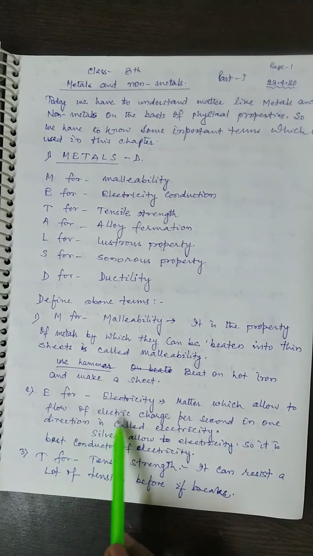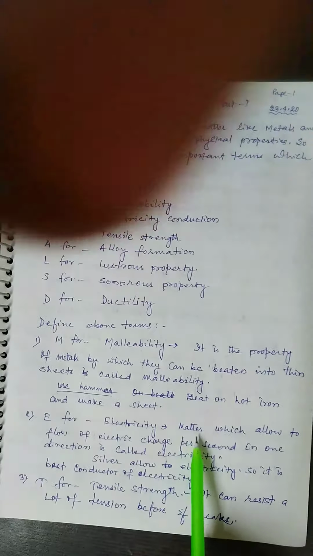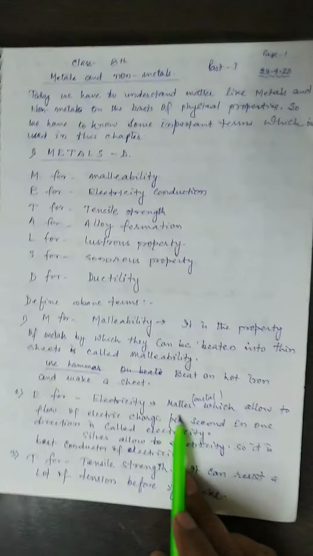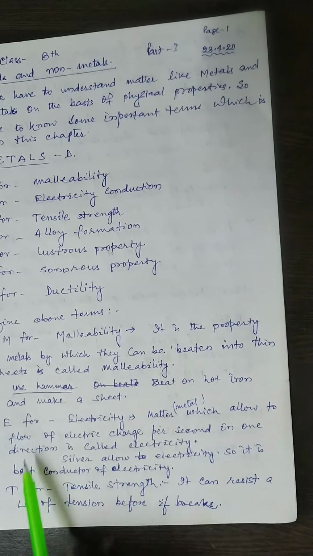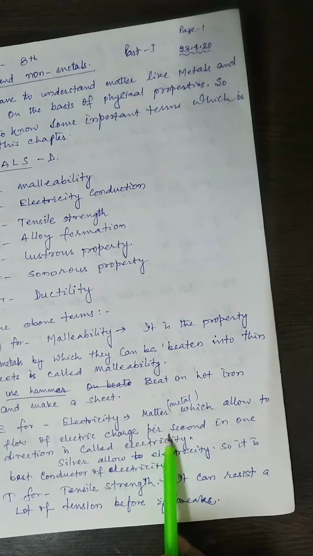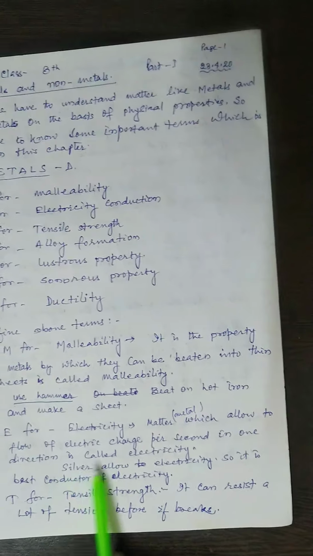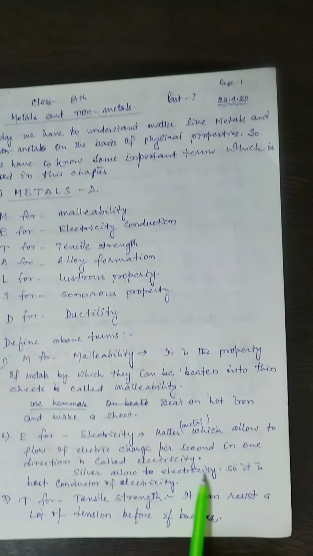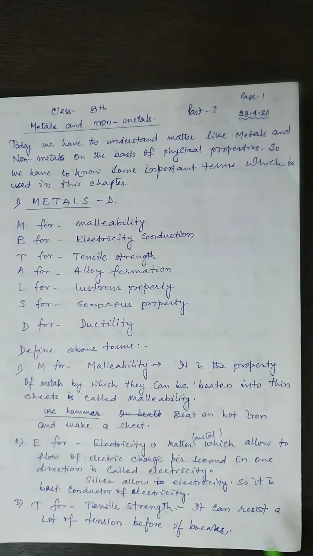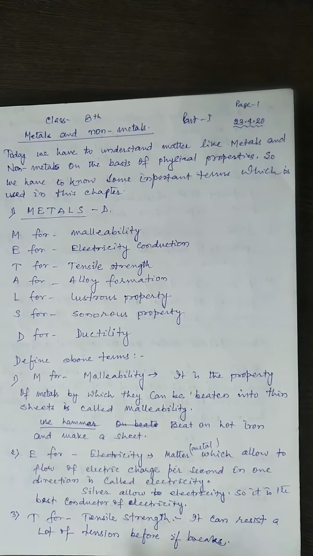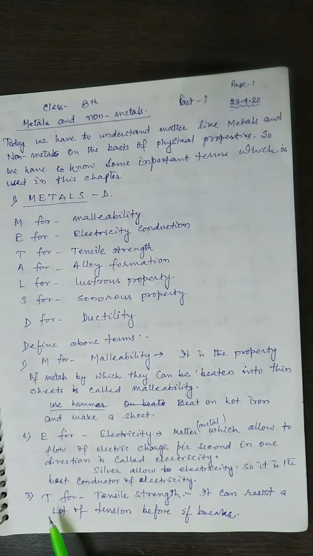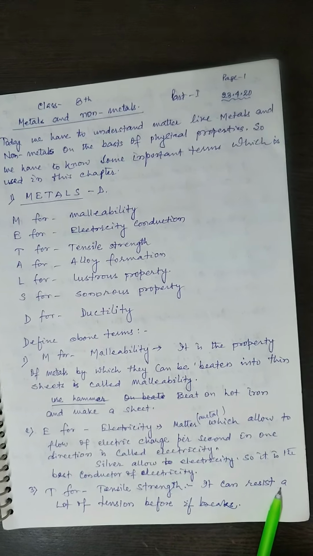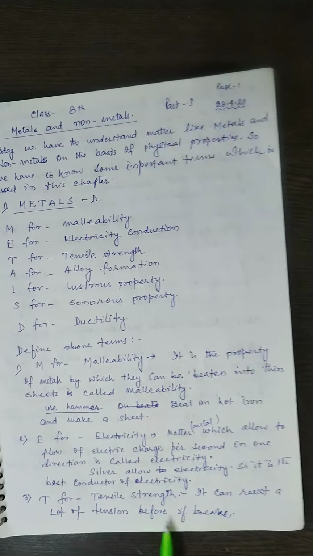Second, E for electricity. Metal or matter which allows the flow of electric charge per second in one direction is called electricity. Silver allows electricity, so it is the best conductor of electricity. T for tensile strength. It can resist a lot of tension before it breaks.